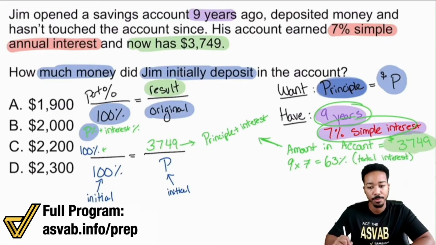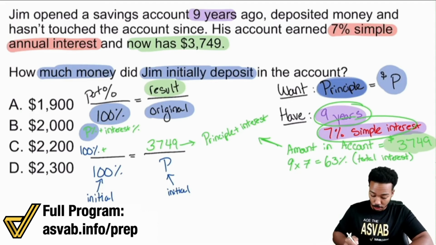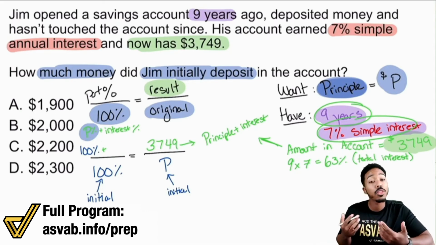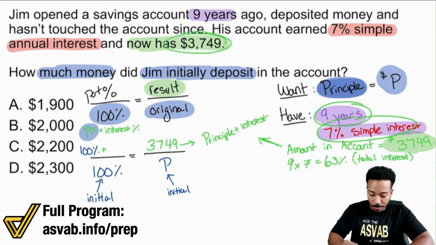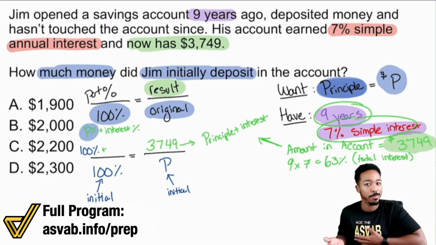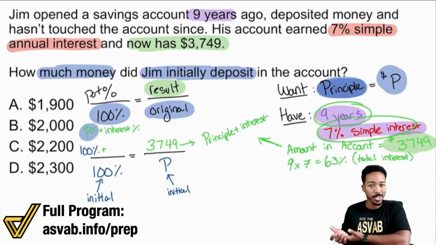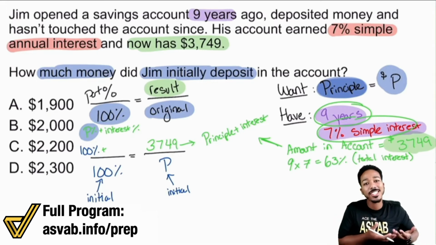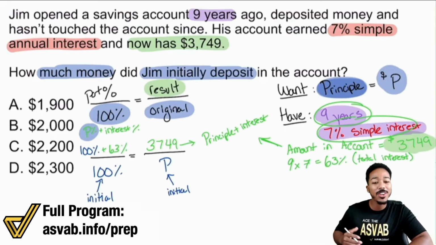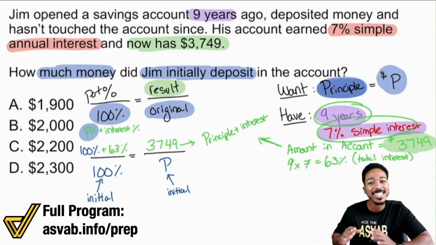And so for us to understand what belongs here, which is going to be the resultant percent, well, the result is going to be the 3,749, right? And that is the principal plus the interest in terms of dollar amounts. So this over here needs to match up in the percent amount. The principal, 100%, plus the interest, 63%, put them together, and that's 163%. And so booyah, we can go ahead and set this up and solve this nice and easy.